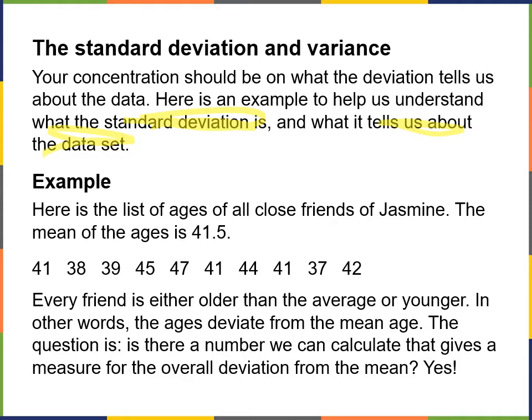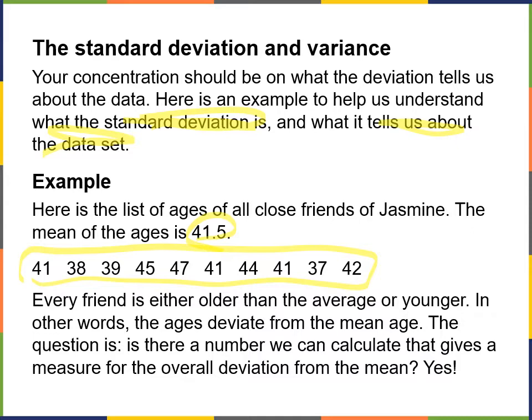So here's a list of ages of Jasmine's close friends. And we look at these 10 different ages here. Okay, we could find the mean, the average age. And the average age is 41.5. Okay, so every friend is either older than that or younger than that, right? So every friend essentially deviates from that average age, from that mean age.